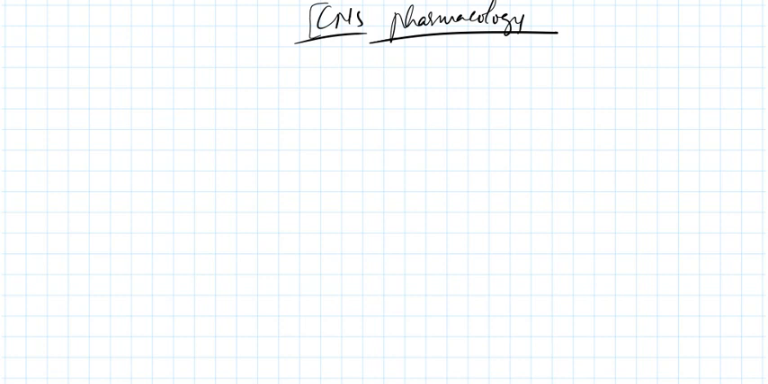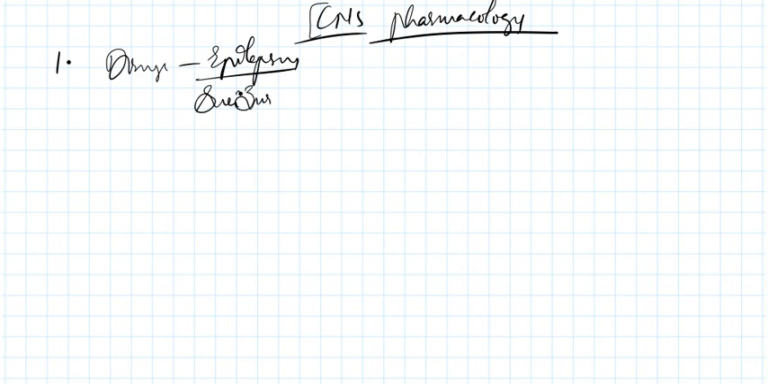Now, drugs of CNS pharmacology, central nervous system. The first topic is drugs for epilepsy. Right? In this topic, what we do is we directly go for the drugs of choice. That's as simple as that. For example, here we will write the seizure disorders, and here we will write the drug of choice.